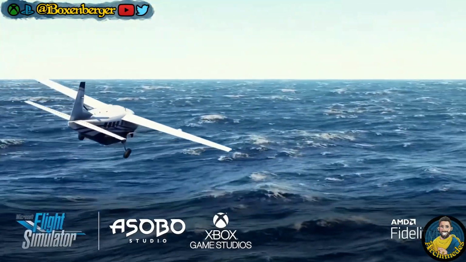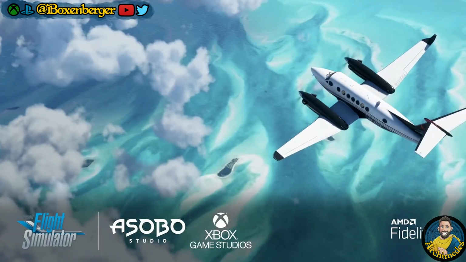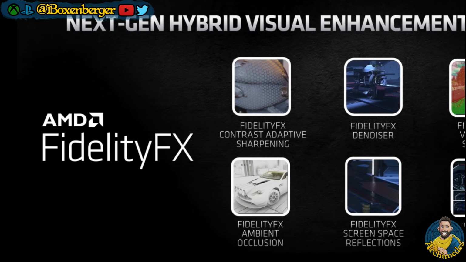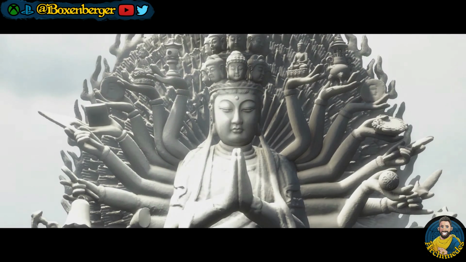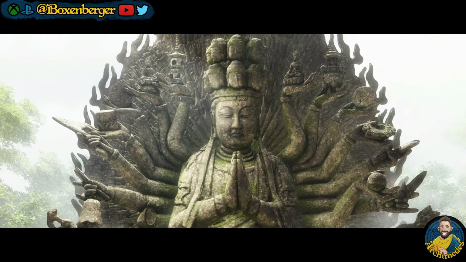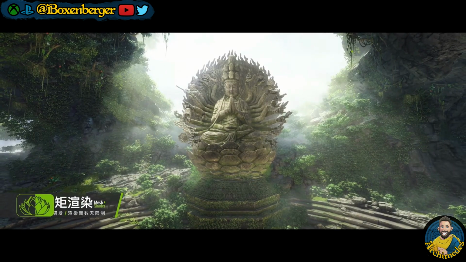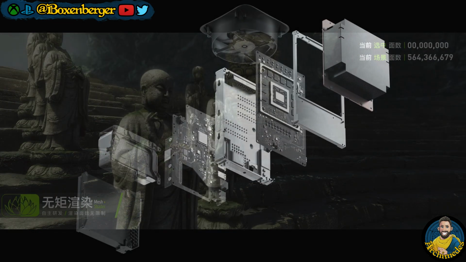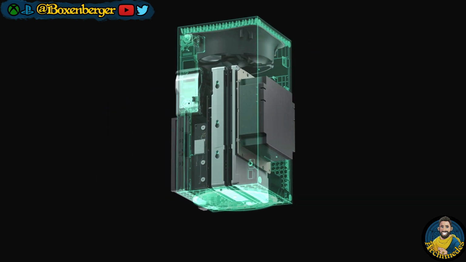AMD has filed a patent for AI-based image enhancements for their Fidelity FX Superresolution technology. And additionally, we have seen mesh shaders in action. And in today's video, we are going to discuss what that all means for Xbox, their toolset, and the games.